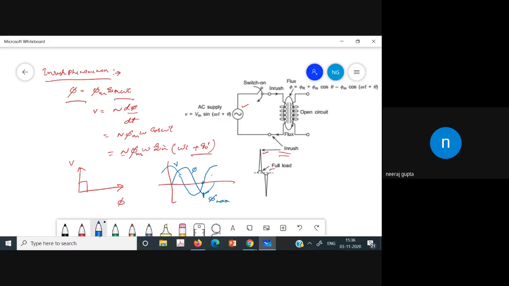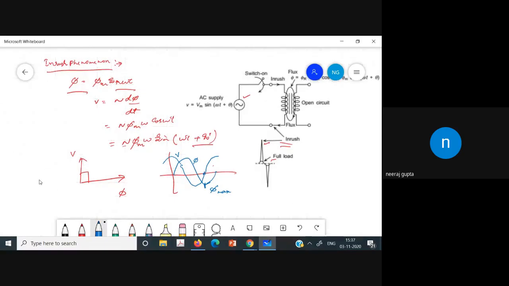So from this, what do we conclude? We conclude that in the time equal to T by 2, let us suppose that the whole time period is T. Or what we can do is draw the flux and the voltage waveforms in such a way that it can be analyzed more correctly.